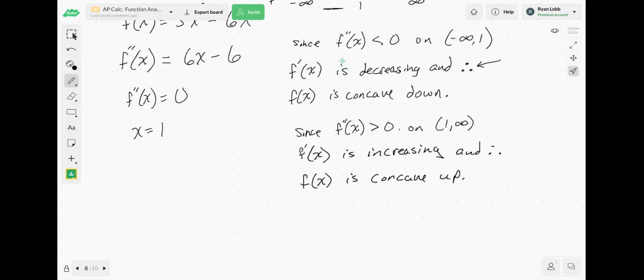F double prime being negative is how you know function f is concave down. And why do you know it's concave down? Because of this part in here, okay? F double prime's negative means f prime's decreasing, which then implies f of x is concave down, because that's the definition of concavity, whether your derivative is increasing or decreasing. Now the point of inflection stuff.